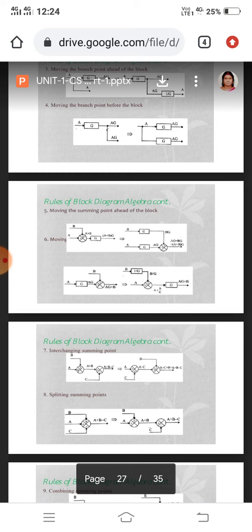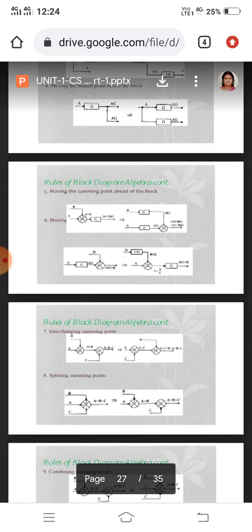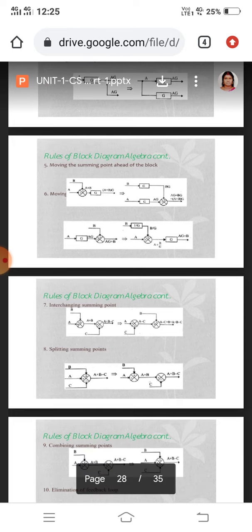Seventh one is interchanging the summing point. So starting with inputs A and B at a summing point, the second summing point has input C coupled with that. These two summing points can be interchanged without any change in value.